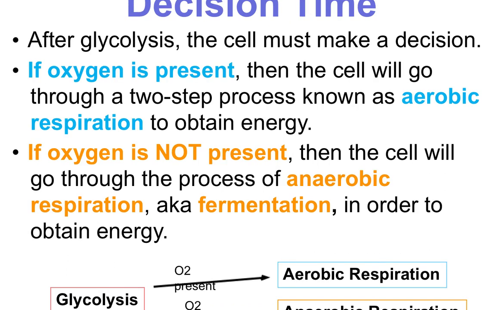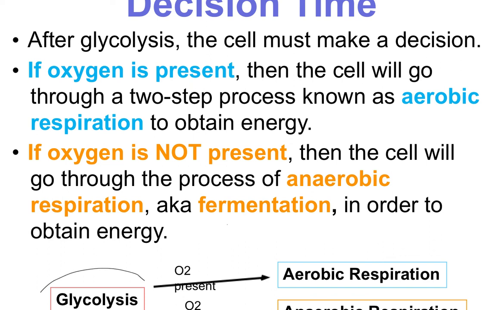After glycolysis, the cell must make a decision. If oxygen is present, then the cell will go through a 2-step process known as aerobic respiration, where it's going to use oxygen. Or if oxygen is not present, then the cell is going to go through a process of anaerobic respiration. We also call that fermentation in order to get energy.